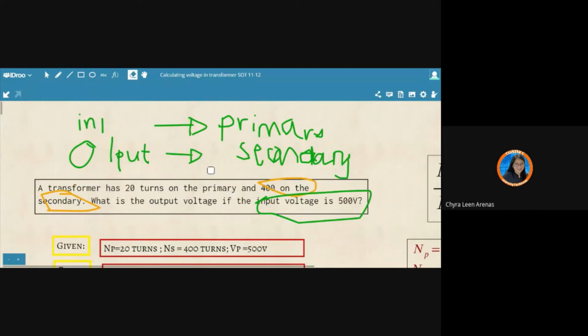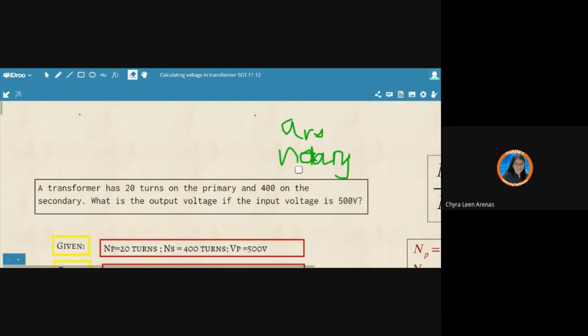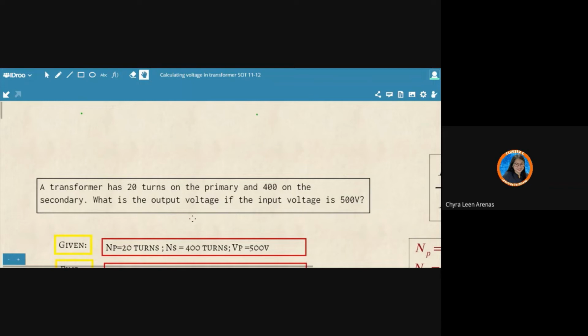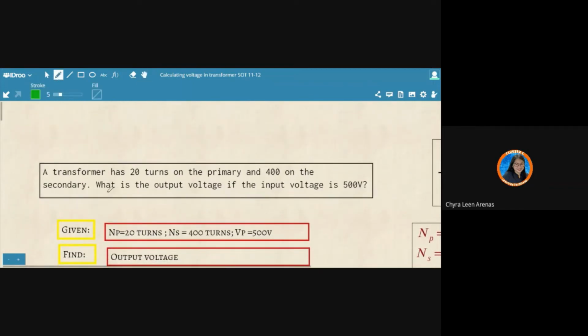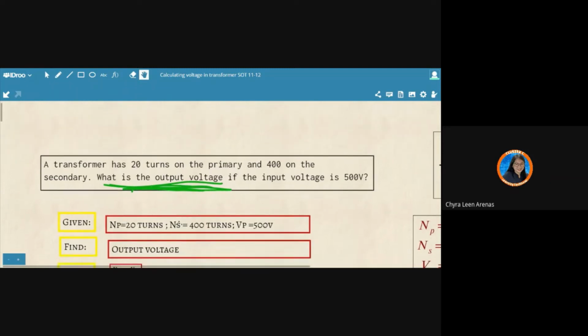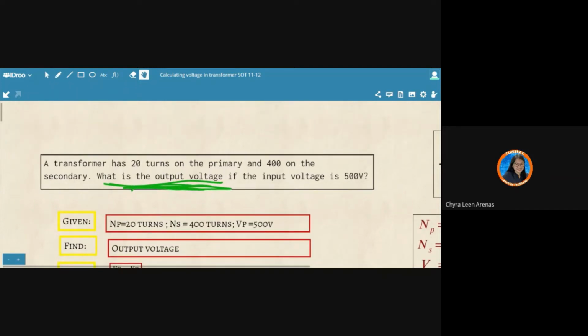Let's erase all of them. So we have here VP is 500 volts because we have the word input, so that will be the primary. Next, let's identify what we need to find or solve. It said here that we have to look for the output voltage. It says, what is the output voltage if the input voltage is 500 volts? So you indicate the find, and let's proceed with the solution.